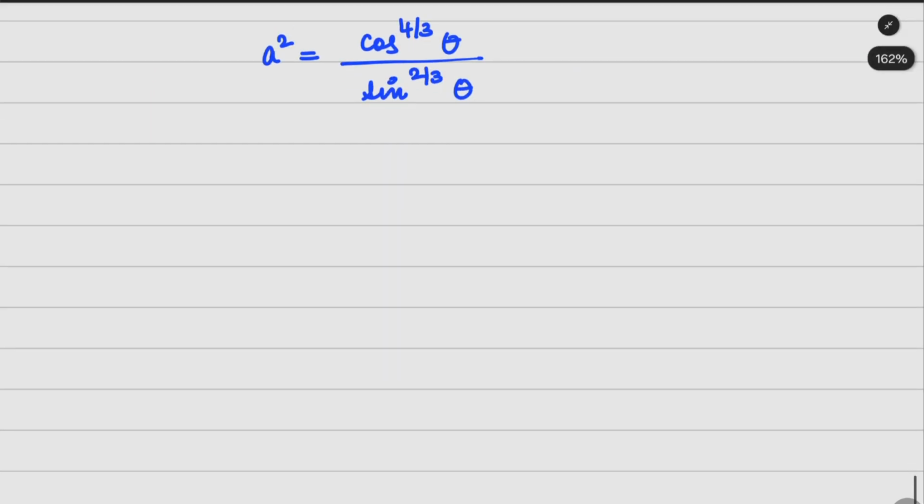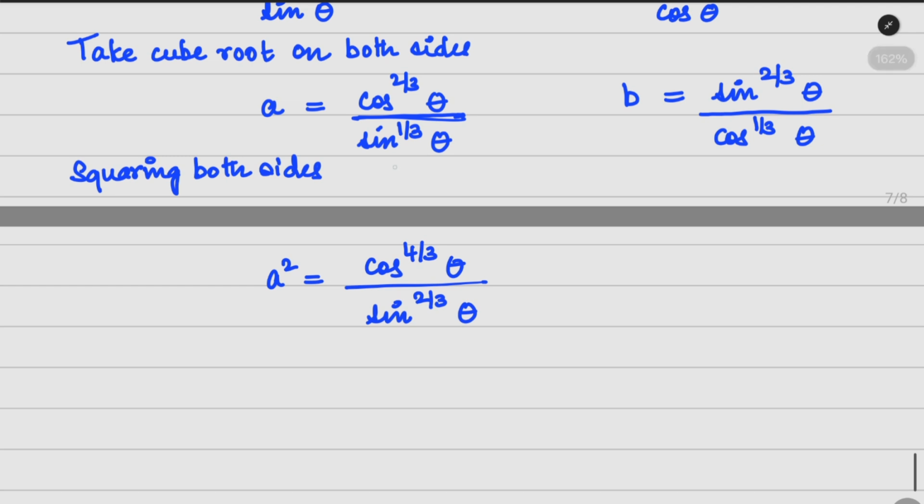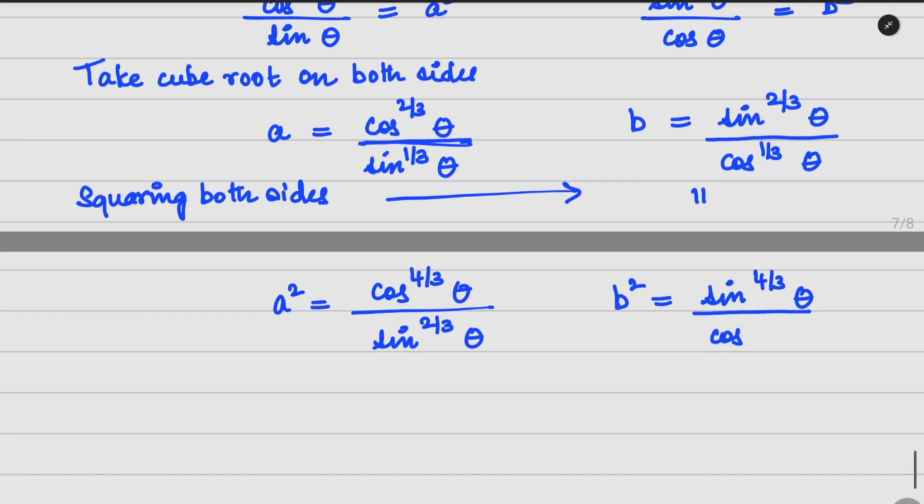Again you take square on both the sides. So b square is equal to sine 4 upon 3 theta divided by cos, you have to multiply it with 2, because you're squaring. So cos 2 by 3 theta.